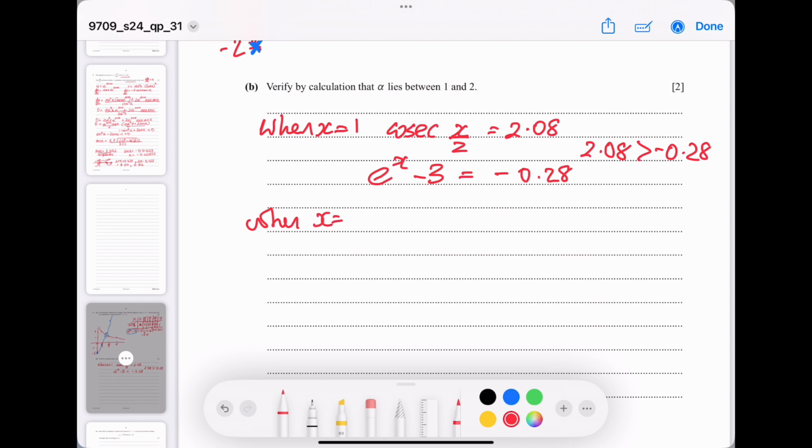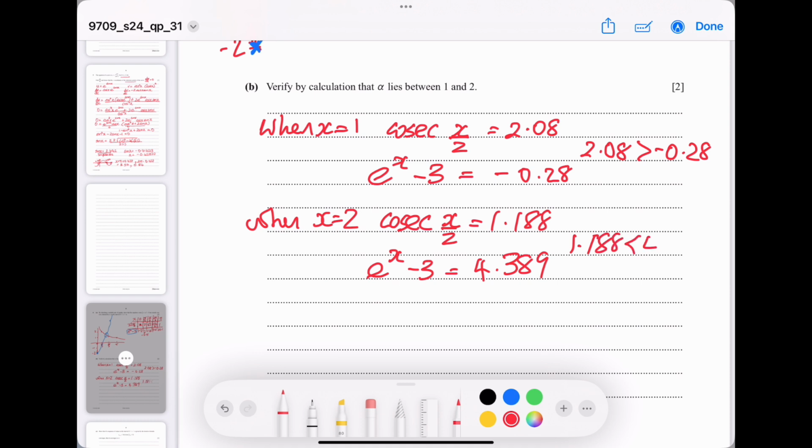When x is equal to 2, I've got cosec x over 2 gives me a value of 1.188. And e to the x minus 3, our value is 4.389. And here we can see that our cosec value is less than our e to the x value. So the limits lie between these values.